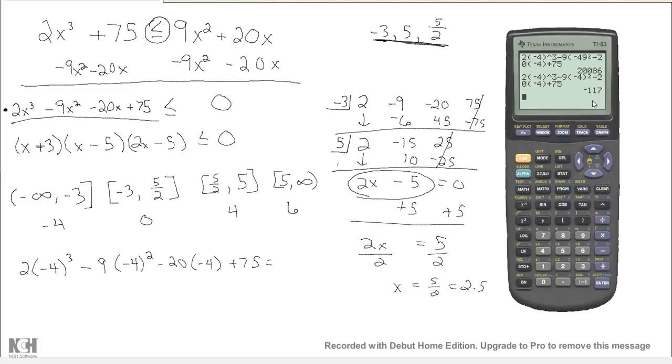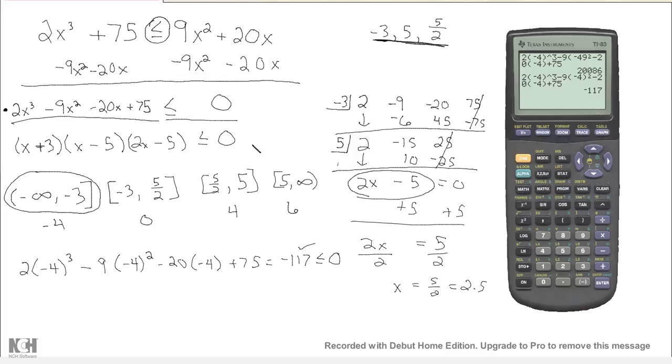Enter. There we go. Okay, I plugged negative 4 in and notice it's 2 times negative 4 to the third minus 9 times negative 4 squared minus 20 times negative 4 plus 75, which is negative 117. Now, is negative 117 less than or equal to 0 like I want it to be here? Yes, any negative number is smaller than 0. So this interval is part of my answer.